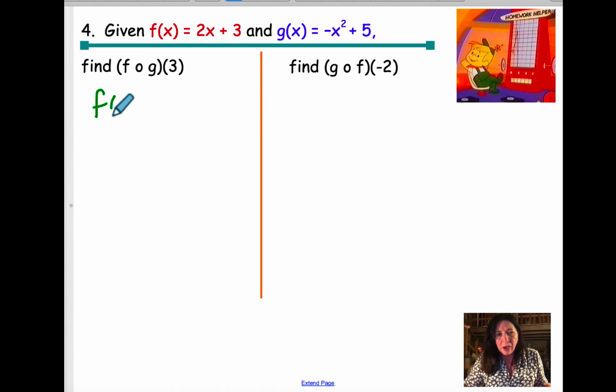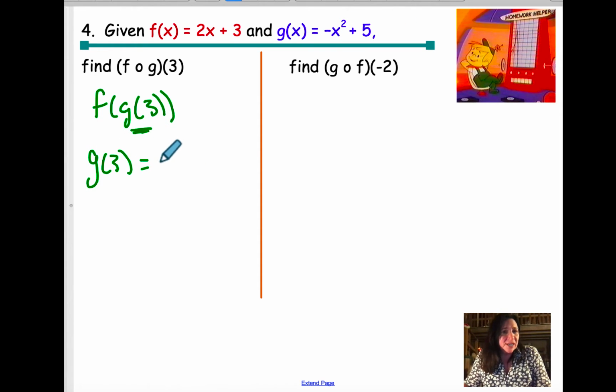So we have f of g of 3. That's what that looks like. That means first we have to plug in g of 3, so we plug 3 into g. So g of 3 is the opposite of, and put the value that you're plugging in in parentheses, 3 squared, and then add 5. So this would be -9, add 5, and so that's -4.